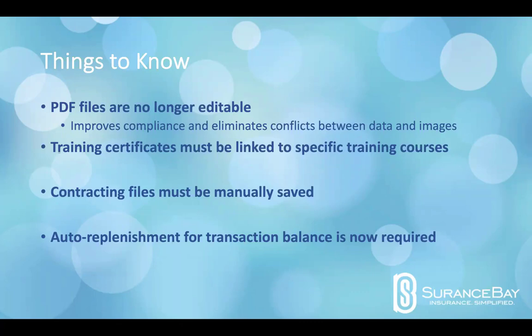Another thing to note is that previously you could just upload any training certificate to a producer profile in the Scan tab, and we would just include all of those when we submitted that request to the carriers. Going forward, every training certificate must be linked to a specific training course. So if you upload a training certificate to the documents screen for the producer, it's going to show a yellow warning saying this document is not linked. And if it's not linked, then it won't be included with the packet. So you'll have to just link those.